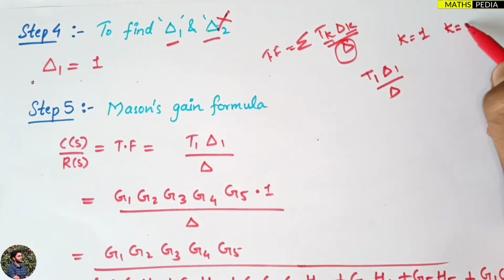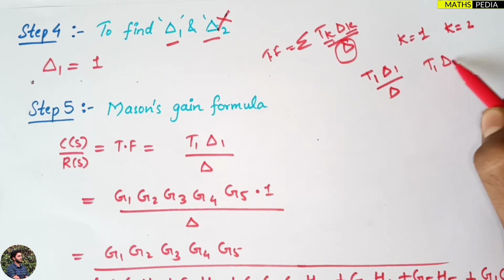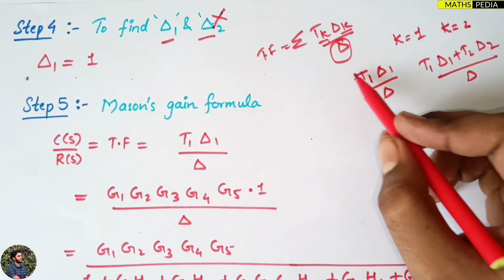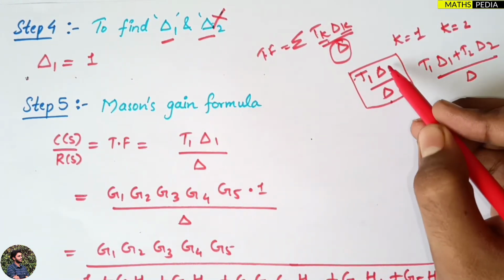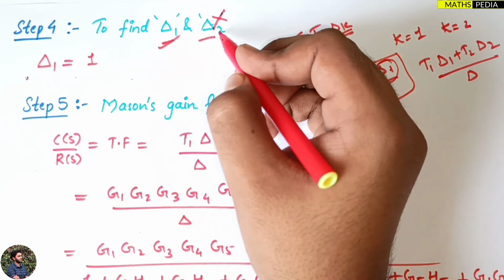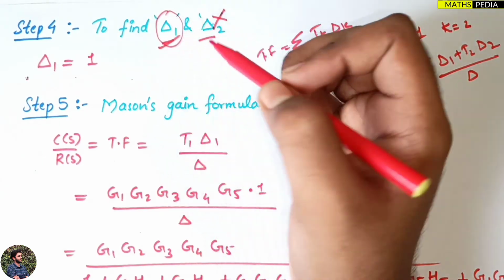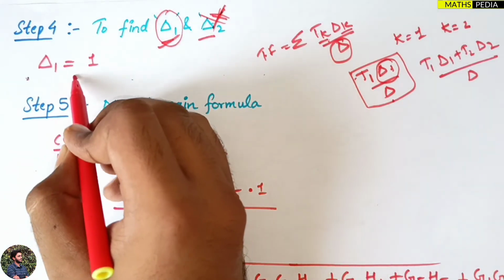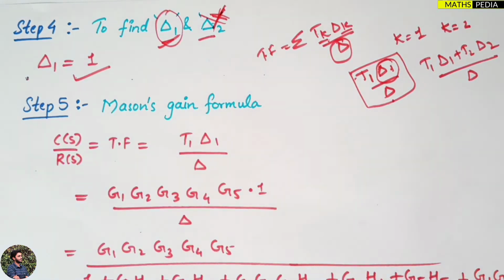If there are 2 forward paths, that will be t1 delta 1 plus t2 delta 2 by delta, like this. So we have got only one forward path, so our formula will be t1 delta 1 by delta. I have to find t1 and delta 1, not delta 2. So cancel out delta 2, and I will find delta 1. How to find delta 1? Simple, we have another formula for that, so let us see that formula.